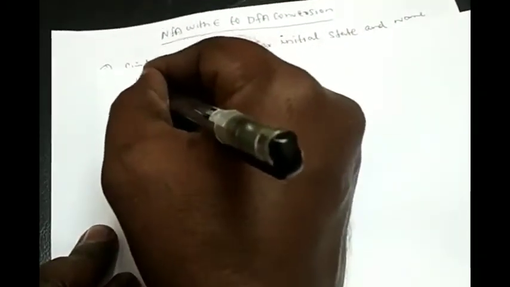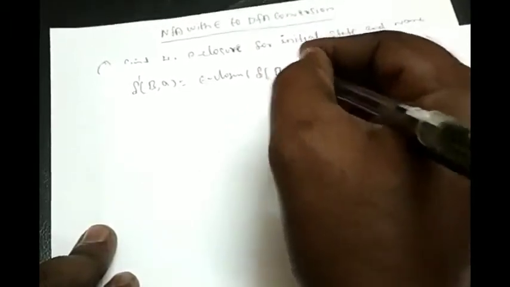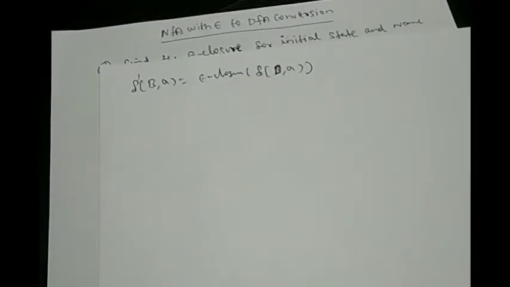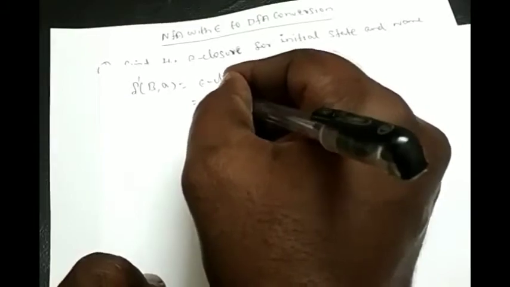Now we'll apply the input here. So I use delta dash of b comma a, which is equivalent to epsilon closure of delta of b comma a. Okay, so what is epsilon closure of b comma a? Let's see what is there for b.